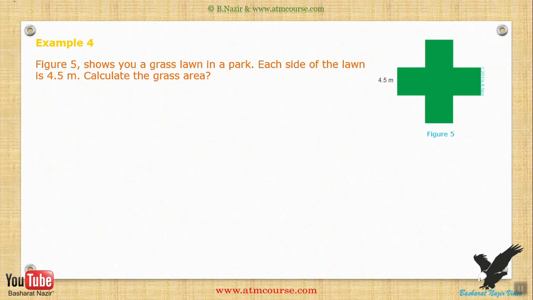Example 4. Figure 5 shows you a grass lawn in a park. Each side of the lawn is 4.5 meters. Calculate the grass area.